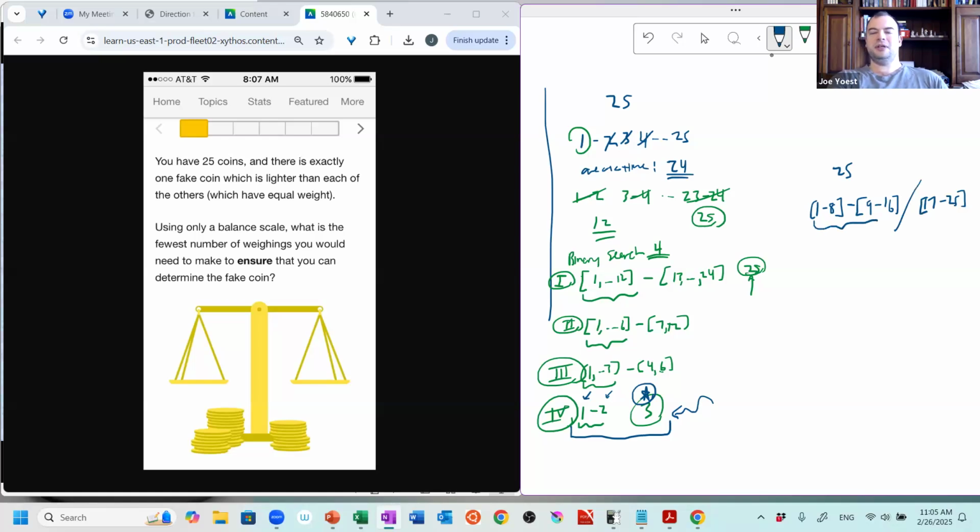If one of these is heavier than the other, then I've cut my search space down to 8 coins. If these balance, then my search space is this remaining 9 coins. So worst case scenario, let's say that 1 through 8 balances with 9 through 16, and we're left with 9 coins to look through. I can do the same thing here.